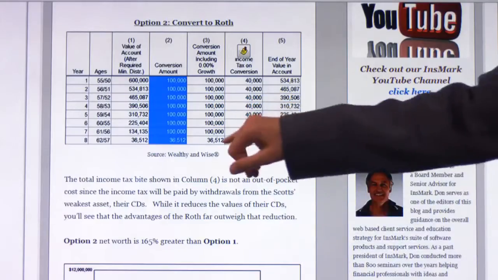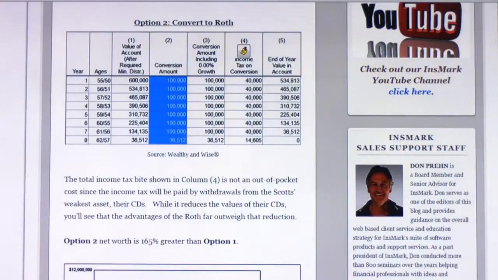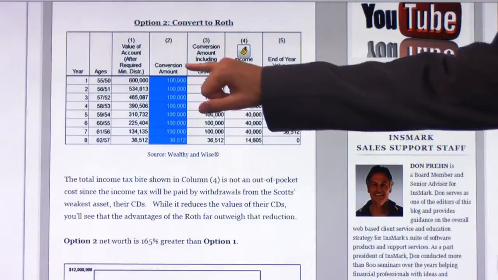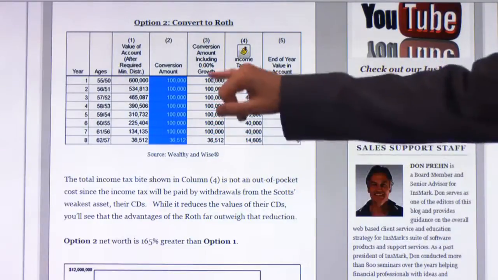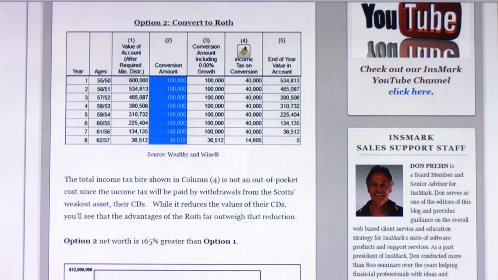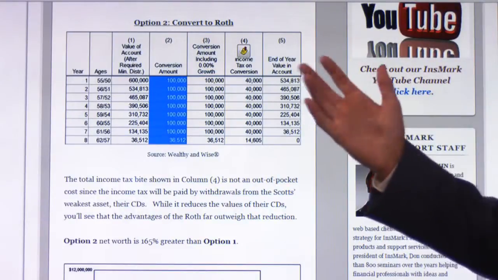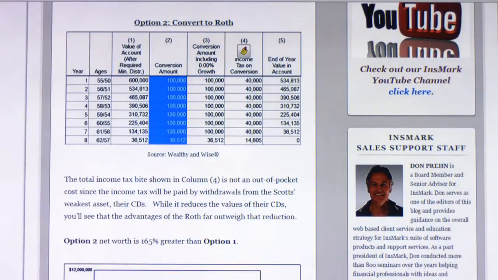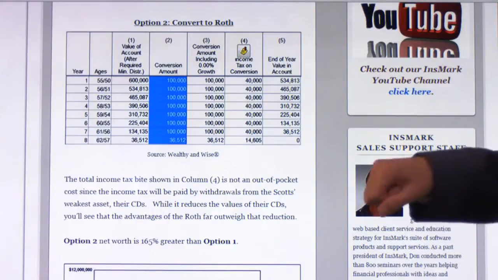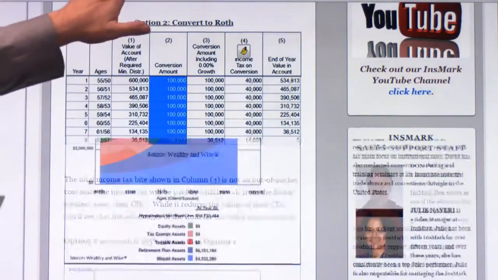So as you can see, they have $600,000 in their IRA. We're going to liquidate it over 8 years, $100,000 a year, paying $40,000 a year in tax. And that's all accounted for in our Wealthy and Wise wealth analysis, the projection to the future. And so if we want to see the impact of that, let's go here.